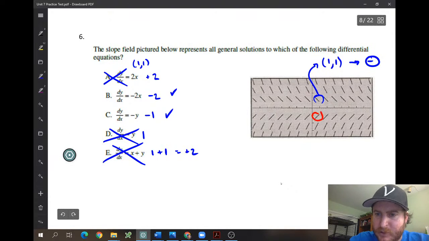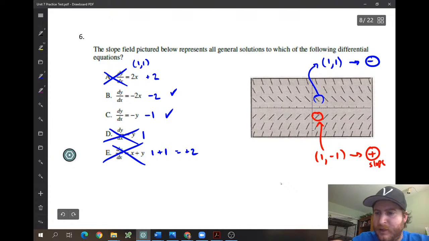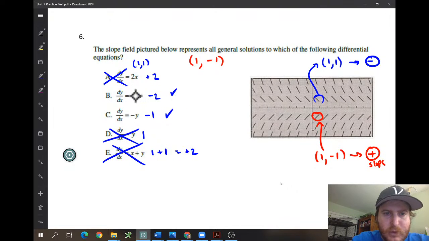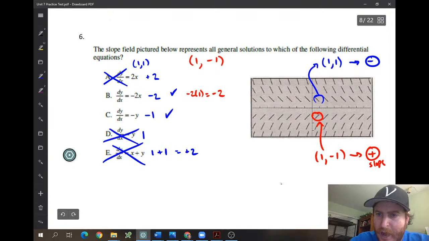Now maybe let's plug in something down here, right? Like 1, negative 1. Right, the x is positive 1, the y is negative 1. And my slope is pointing up, so that's giving me a positive slope, right? A positive slope. So let's try plugging in x is 1, y is negative 1. So here, if I plugged in negative 2 times 1, I get negative 2 again. But I wanted a positive slope, so that does not work.